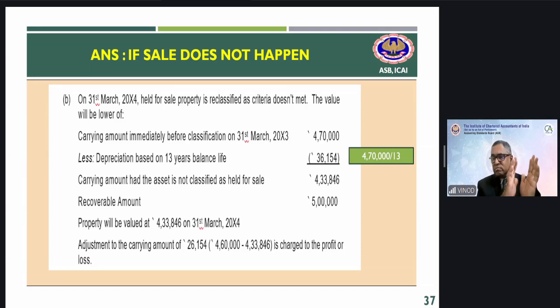Go back to the drawing board. Assume you did not do held for sale accounting. Go back to depreciation, apply useful lives and come back to today's figure. The difference goes to P&L. Very simple. Have a look slowly, spend a minute or so.